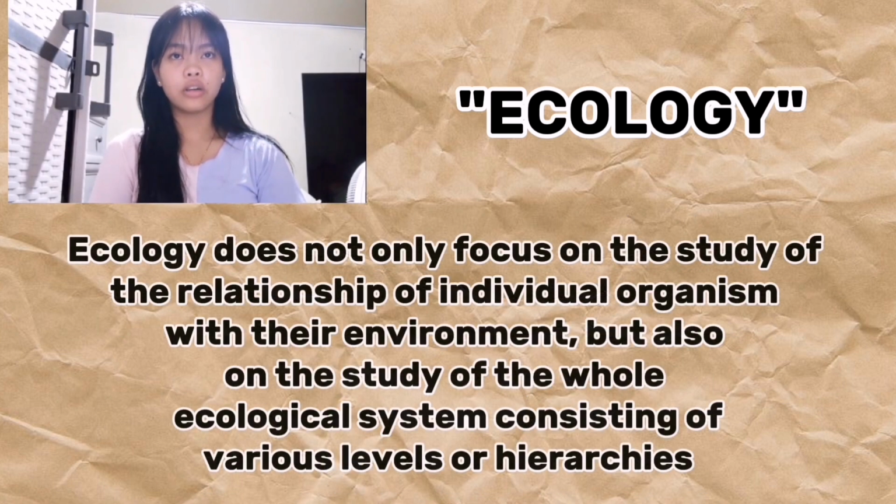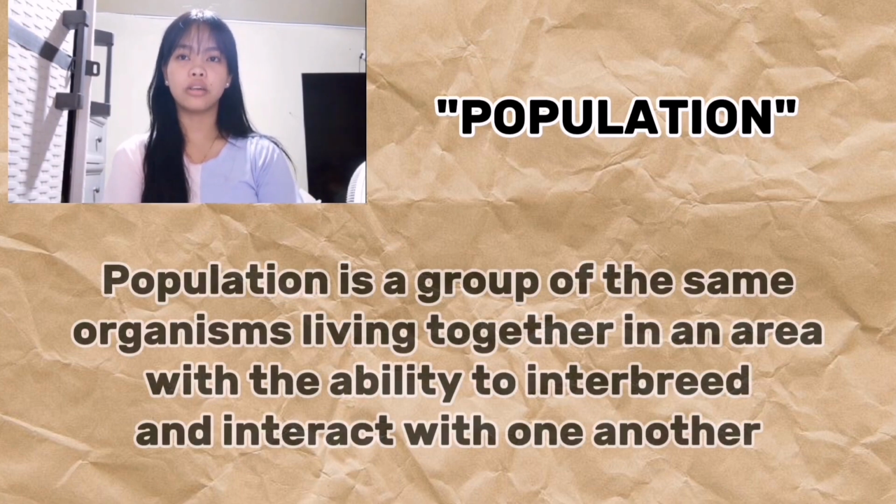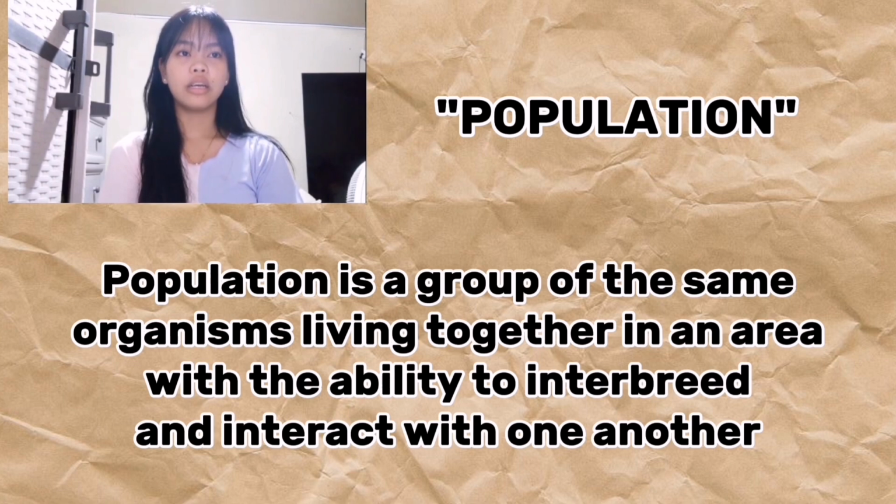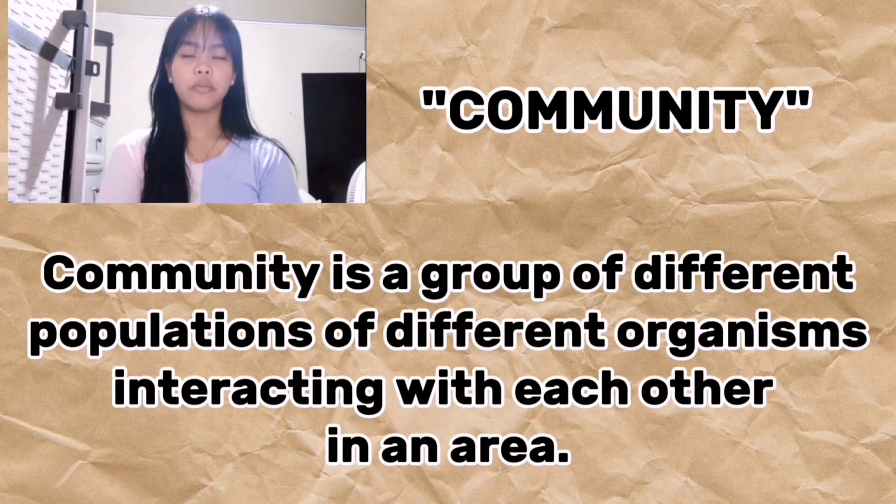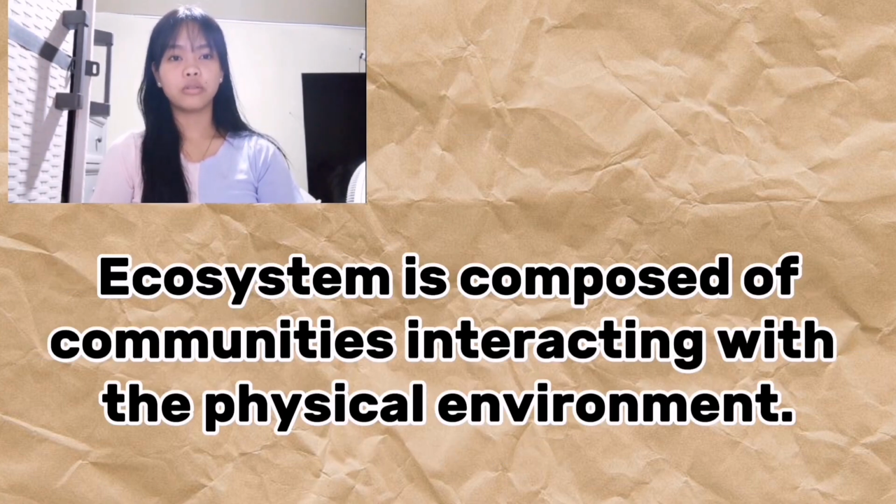Ecology does not only focus on the study of the relationship of individual organisms with their environment, but also on the study of the whole ecological system consisting of various levels of hierarchies. We have the population. Population is a group of the same organism living together in an area with the ability to interbreed and interact with one another. A community is a group of different populations of different organisms interacting with each other in an area. An ecosystem is composed of communities interacting with the physical environment.